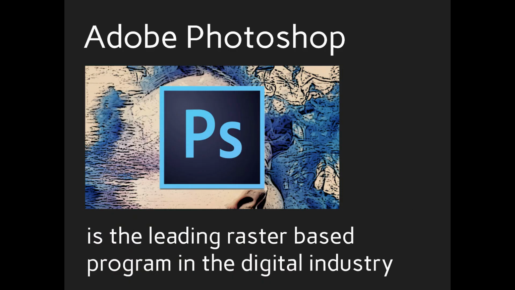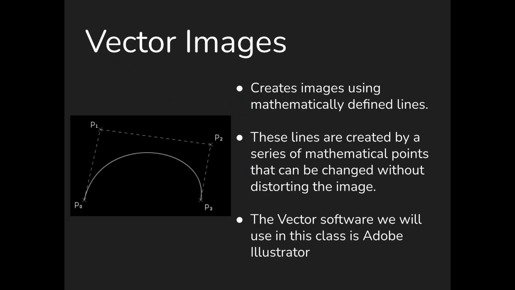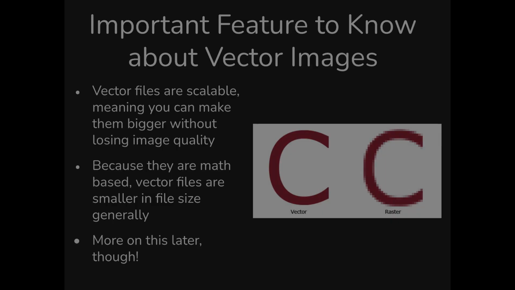And the software we're going to be using in this class is going to be Adobe Photoshop, and we may also be using the free version called Photopea as well. Now, vector images create images using mathematically defined lines. These lines are created by a series of mathematical points that can be changed without distorting the image. And the vector software we're going to be using in this class is Adobe Illustrator, and we'll also be using a free version of that as well.